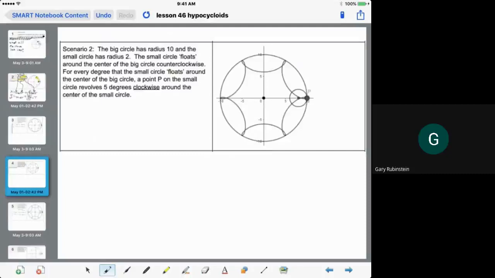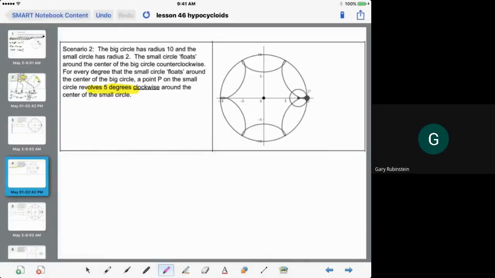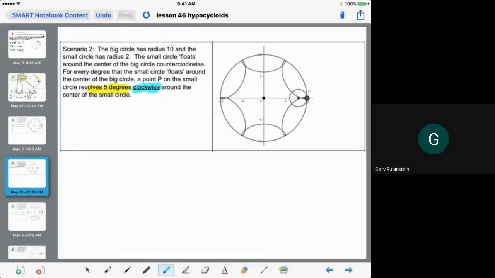Okay, now here comes scenario number 2. In this one, it's still the big circle and the small circle, still radius 2 for the small circle, radius 10 for the big circle. But this time, we still have the 5 degrees, but while the small circle is revolving counterclockwise, the circle itself is actually rotating in the opposite direction, so it's rotating clockwise.